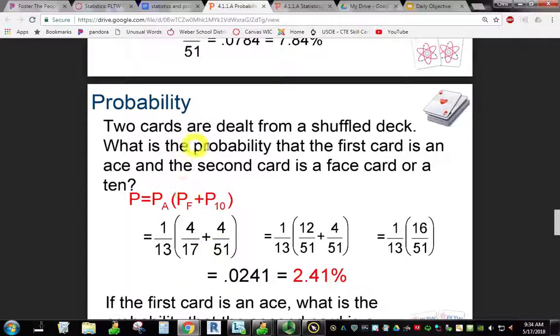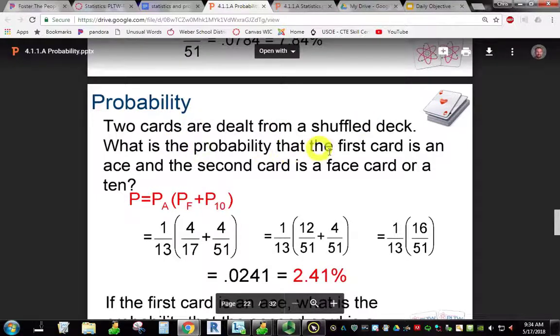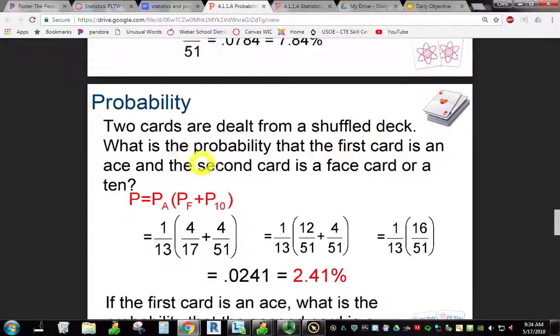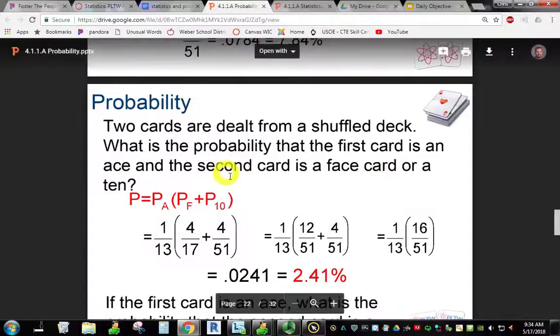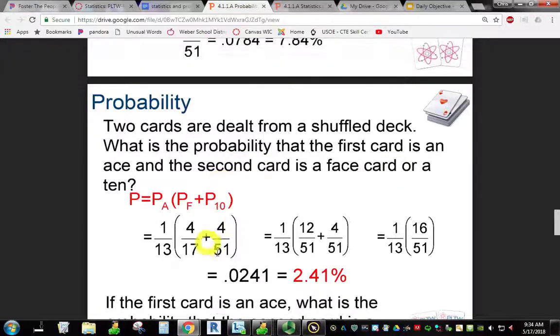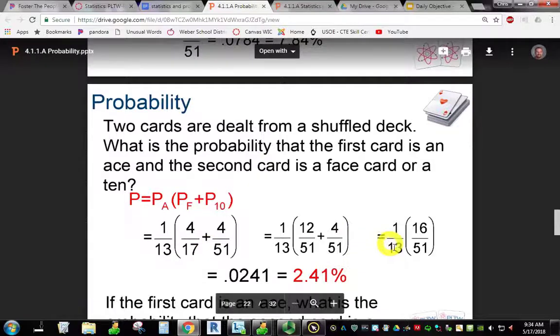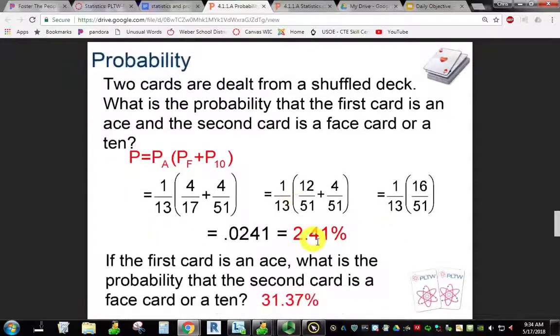Why? Reread the question. What is the probability that the first card dealt is an ace and the second card, these are independent events, right? That's why we're adding. These are independent events. Or a 10. So they added those together, do some math. That's how we end up with 2.41. Please make sure you're showing your work so you're understanding this, and see if you have any questions for me later.